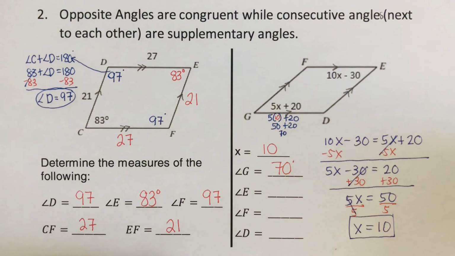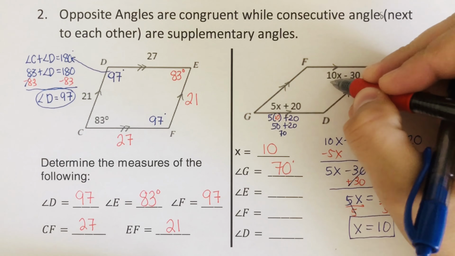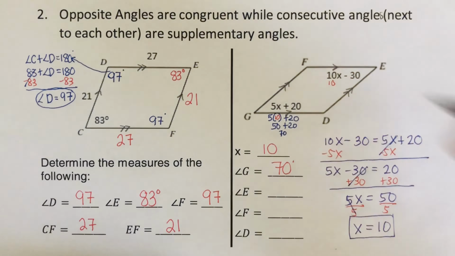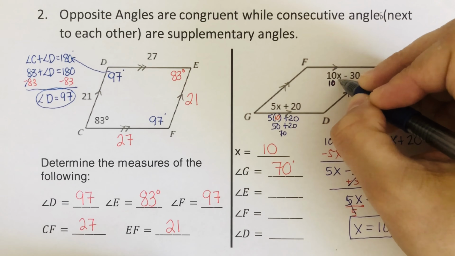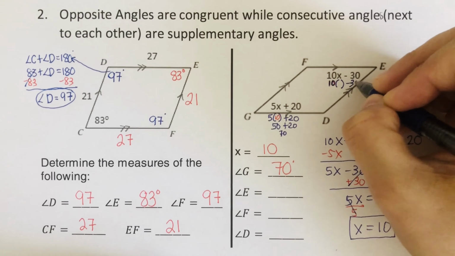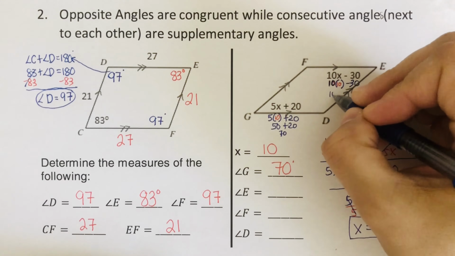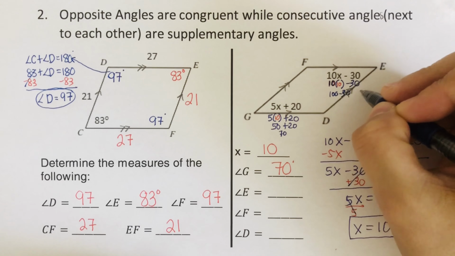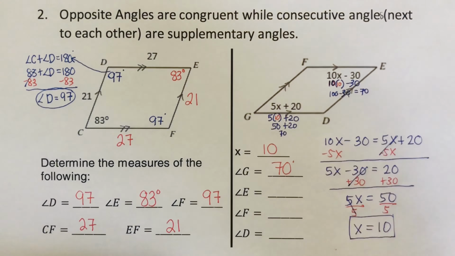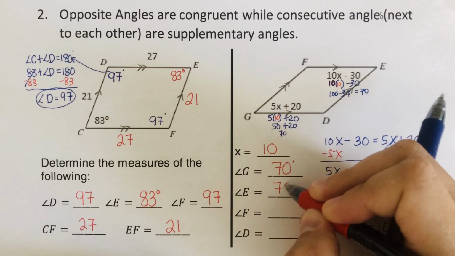But we need to show the work. So I say 10 times the x, minus 30. Again, our x is 10. So 10 times 10 is 100, minus 30 is 70. So then they are equal since they are opposite. So angle E is 70.